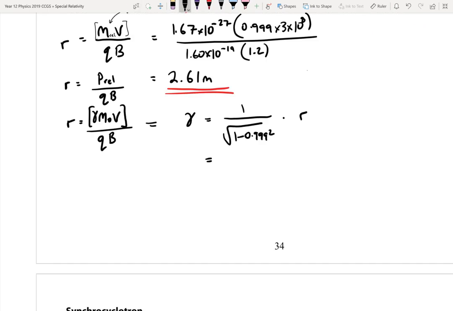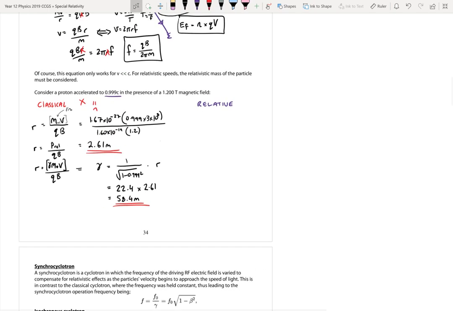Turns out the Lorentz factor, when you're travelling at 0.999 c, is 22.4. 22.4 times 2.61, our cyclotron needs to be 58.4 meters in radius, okay? So things are starting to get big because of relativity. That is why our most recent particle accelerators have to span the sizes of small countries. They cross into the border of France and then come back.